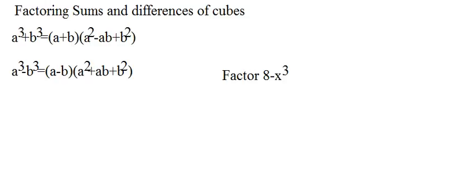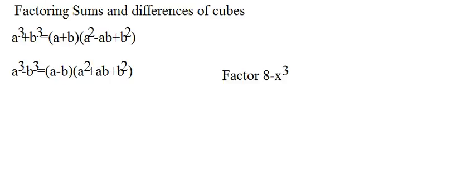Okay, so now we're doing factoring sums and differences of cubes. For this first one, we have a cubed plus b cubed equals a plus b times a squared minus ab plus b squared. And that's the formula we're going to be using for factoring a sum of cubes.